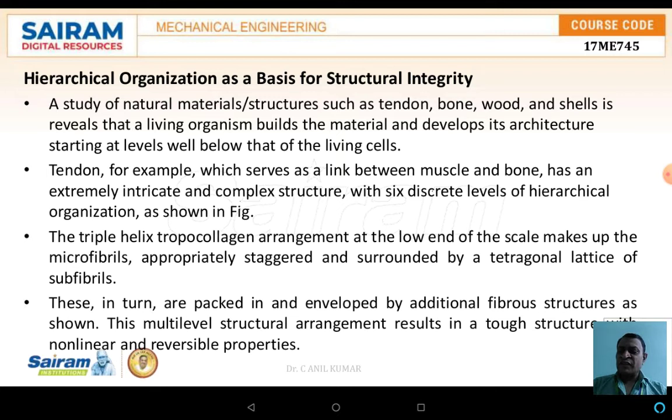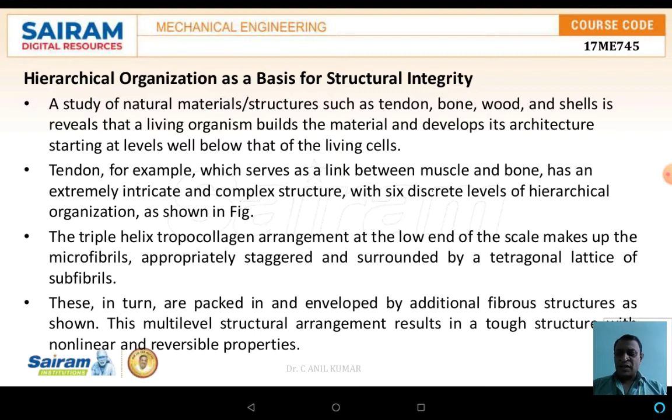The tendon, for example, which serves as a link between the muscle and the bone, has an extremely intricate, complex structure with six discrete levels of hierarchical organization. The triple helix tropocollagen arrangement is at the lower end, and at the next scale it makes up the microfibrils, approximately estranged and surrounded by a tetragonal lattice of subfibrils. These in turn are packed and enveloped by an additional fibrous structure, as shown in the figure.